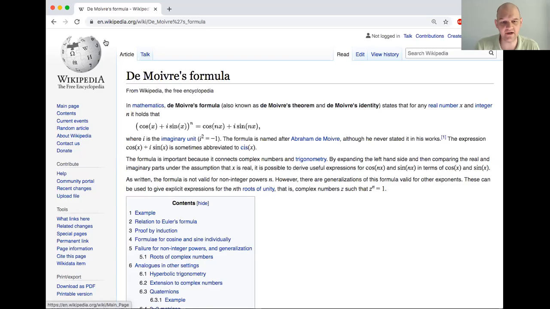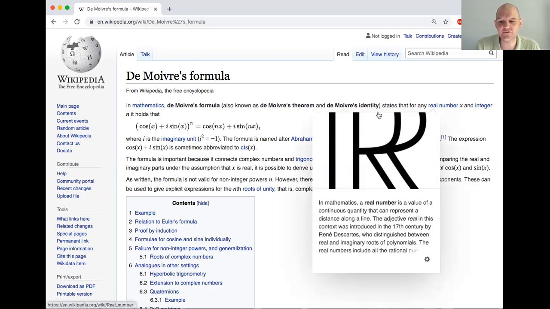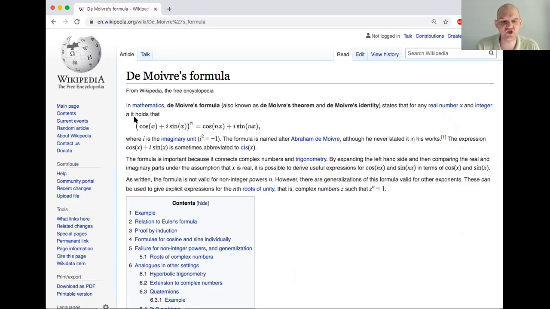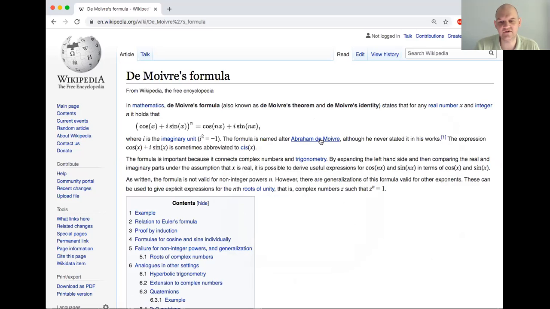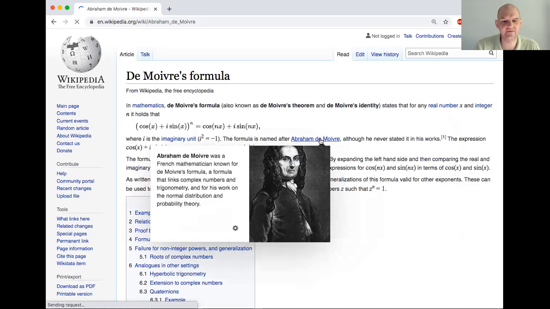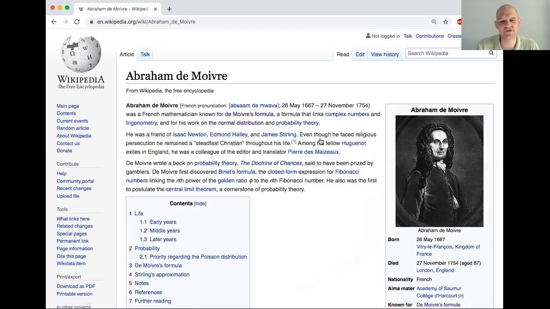So here's de Moivre, which I think is how you say that. In math, de Moivre's formula or theorem or identity states that for any real number x and integer n, it holds that this is basically cis of x to the n is cis of nx, right? So this doesn't include the r. It says sometimes it's abbreviated as cis, and Euler's formula is involved. And here's de Moivre. You can click on him. I haven't done that before. I don't know, there could be some weird scandalous stuff.